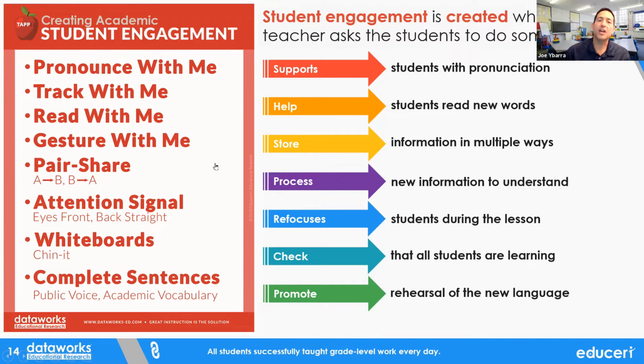And these strategies are not only to engage them, but they have some really good benefits, especially the first 3. I'll explain the benefits of it. The first 3 are for reading, to support my students' reading, particularly their reading fluency. So the first one is pronounce with me. Everyone read this with me. Ready, 1, 2, 3. Supports students' pronunciation.